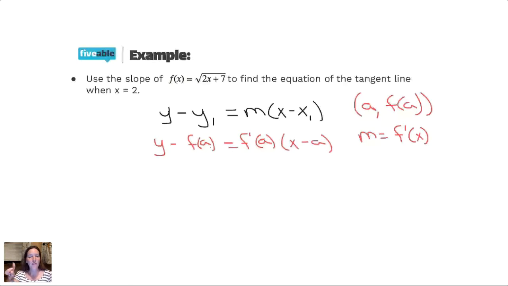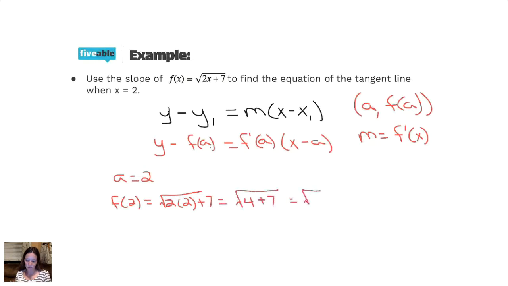So A, in this case, it says use the slope of f of x equals square root of 2x plus 7 to find the equation of the tangent line when x equals 2. So our A is going to be 2. So we can find f of 2 by just plugging it into the function. And we can find f prime of 2 because we already know what f prime of x is. We just found that on the last slide.